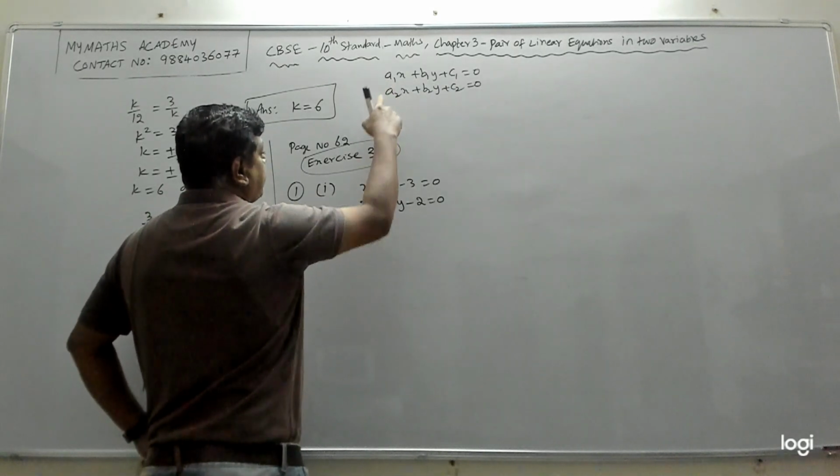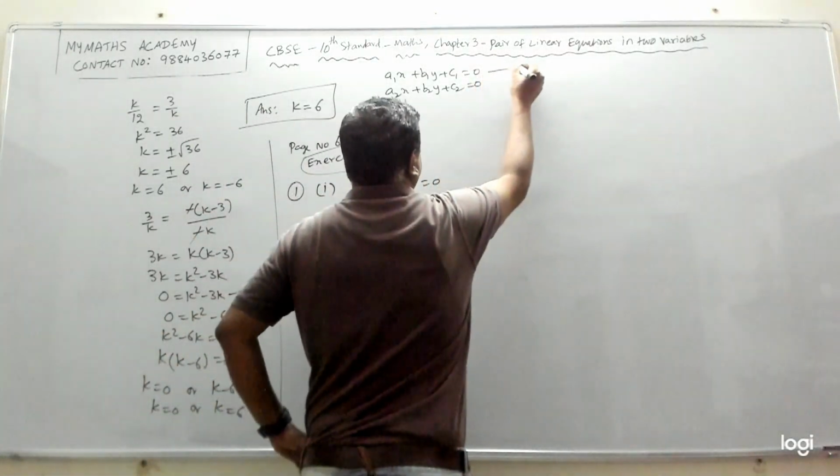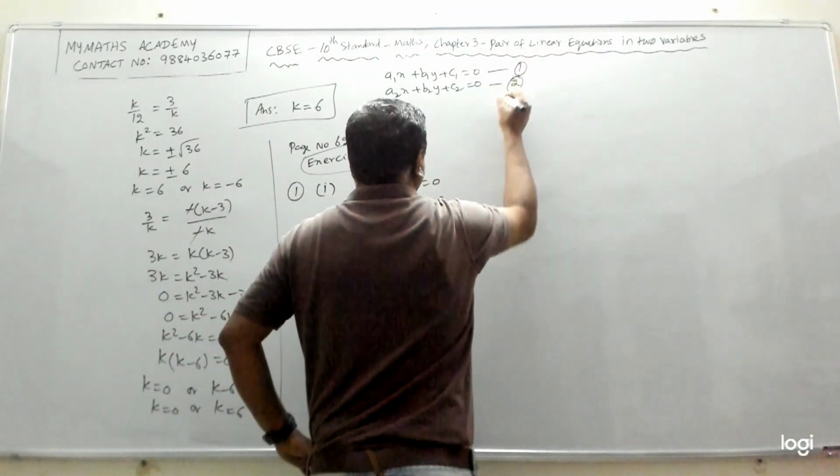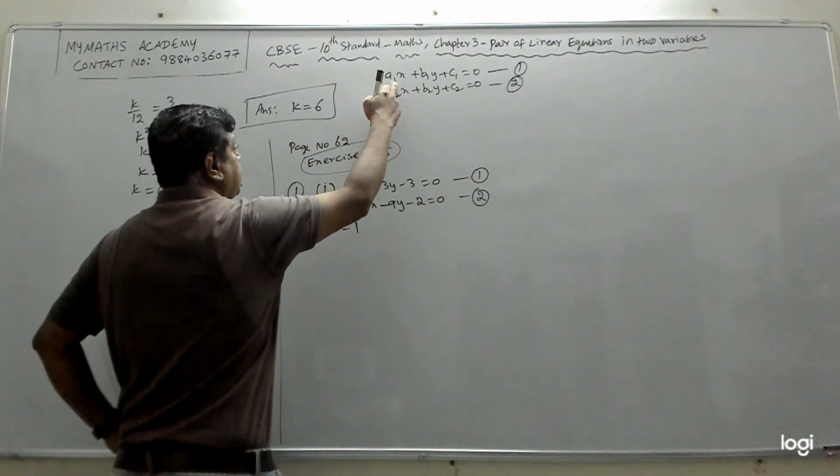a1 is 1. The coefficient of x in the first equation. This is the first equation, and this is the second equation. Right. So the coefficient a1 is 1.